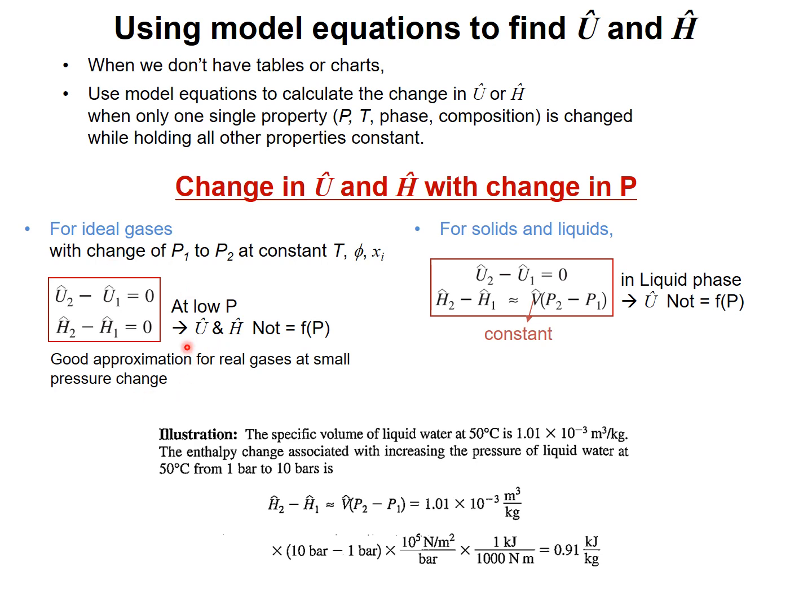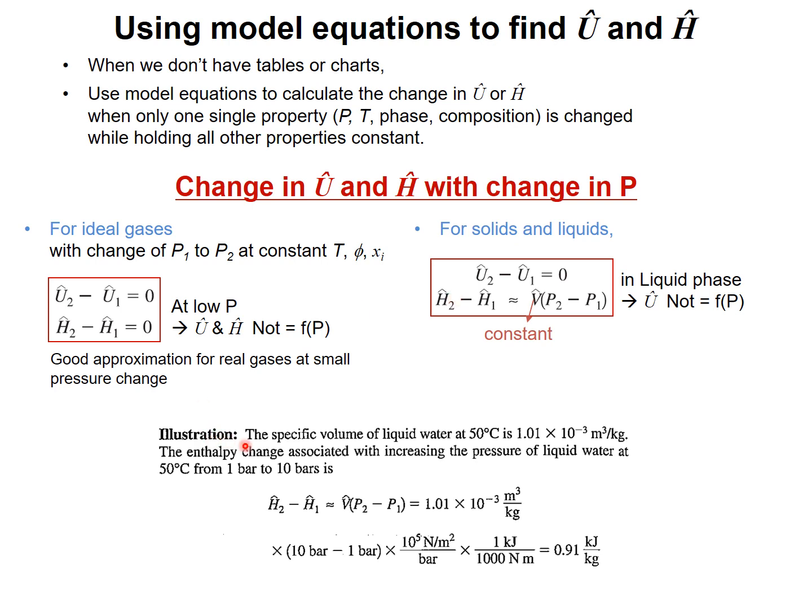How about for solids and liquids? Especially in the liquid phase, the internal energy is still independent of pressure. However, in the case of enthalpy change, you should think about the PV term. Due to the pressure-independent internal energy, the internal energy term goes to 0. So the difference in enthalpy is V(P2 minus P1). In this case, specific volume is constant with respect to pressure, and the pressure change makes the enthalpy change.